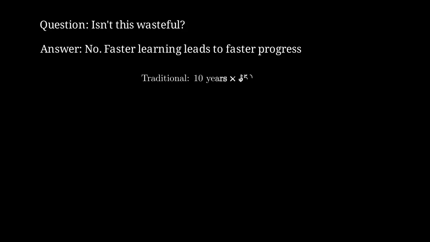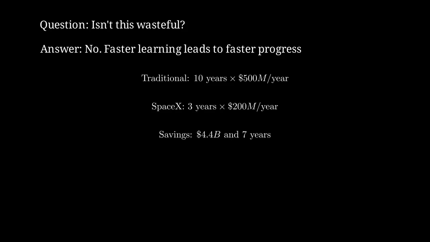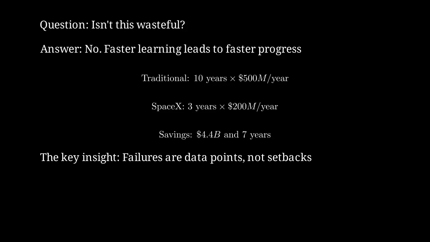A traditional development program might take 10 years at $500 million per year. That's $5 billion. SpaceX can do it in 3 years at $200 million per year through rapid iteration. That's $600 million. That's a savings of $4.4 billion and 7 years of time. The rapid iteration approach is actually far more efficient. The key insight is that failures are not setbacks, they're data points. Each failure teaches you something you couldn't learn any other way.